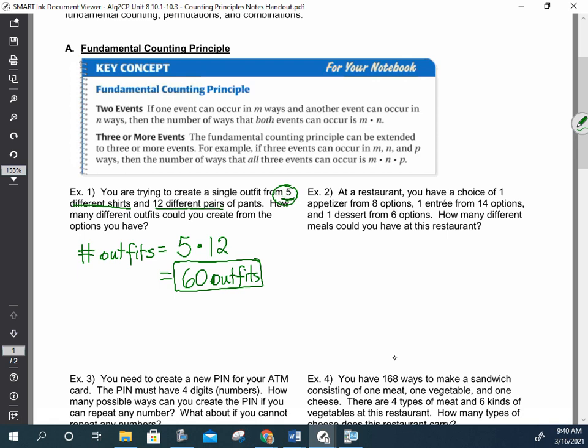All you have to do is take 2 numbers and multiply them together. Anyone expecting that to be harder than what it was? No, basic count. You need a shirt, you need a pair of pants. You need one of each. 5 possibilities for shirts, 12 possibilities for pants, multiply them together, 60 outfits. Any questions? Example 1.